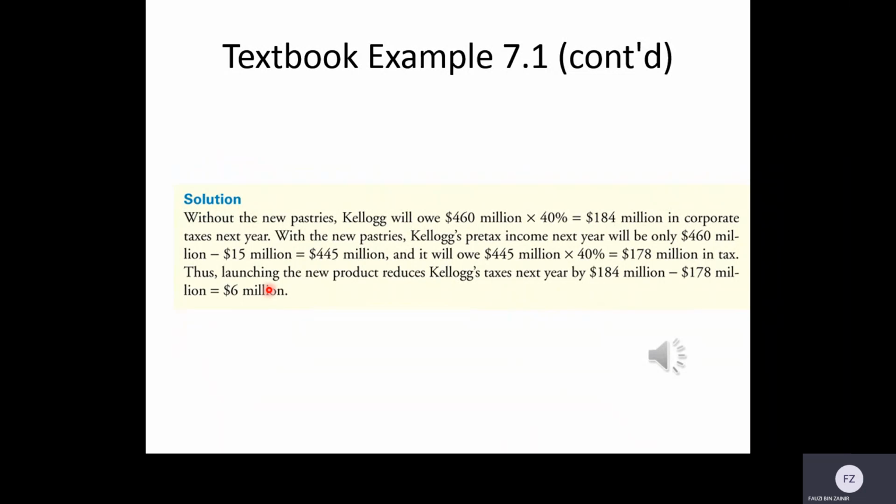So what we are seeing here is that even though the company incurs losses, there is a tax saving of around 6 million on top of that. So in other words, the net loss is basically 15 minus 6 million.